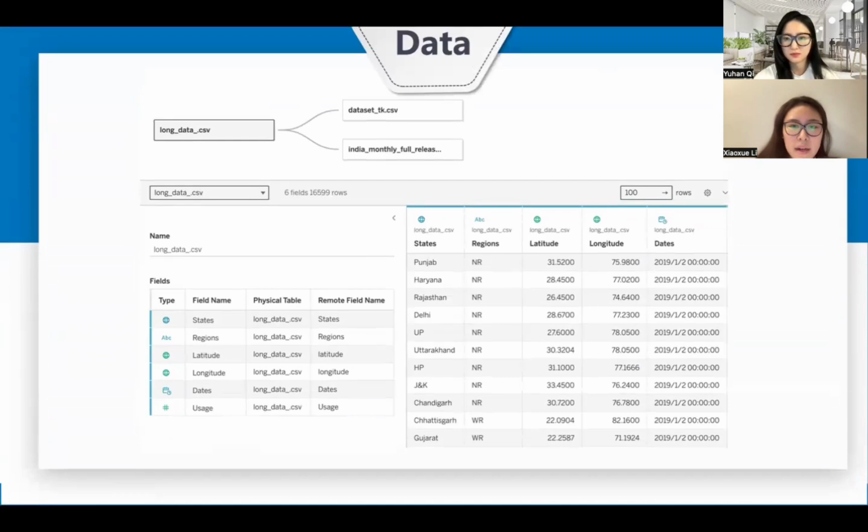So the data we are analyzing contains 16,599 rows with six key fields: state, region, latitude, longitude, date, and usage. The state represents different states within India. Region classifies areas into bordering regions. Latitude and longitude are geographic coordinates for mapping. Date is the time point for the data collection. Usage is the amount of electricity usage recorded. Next page, please.